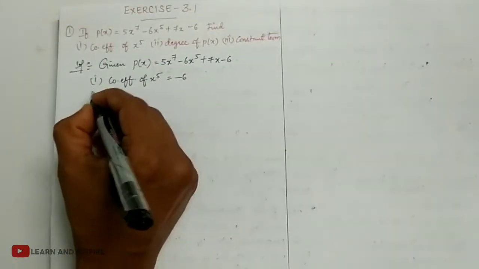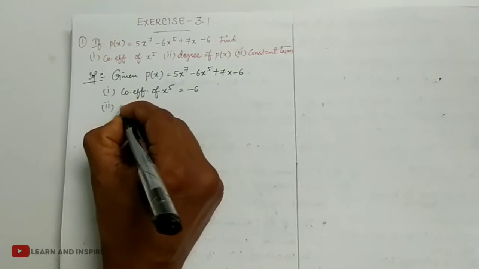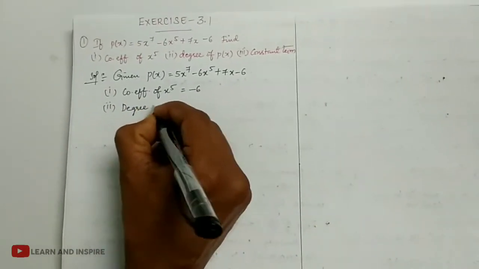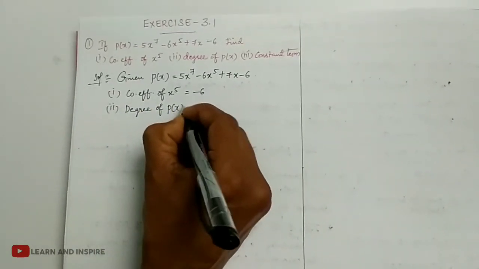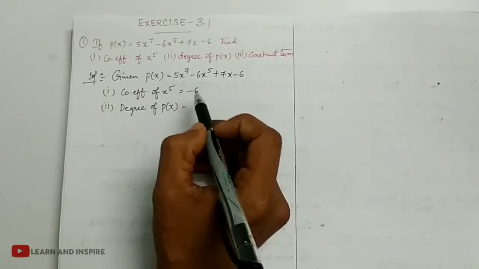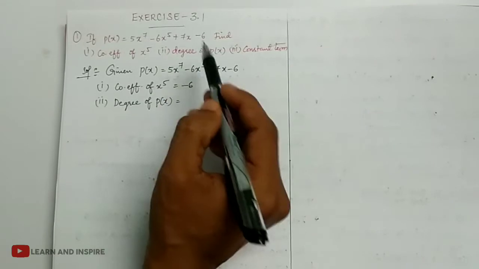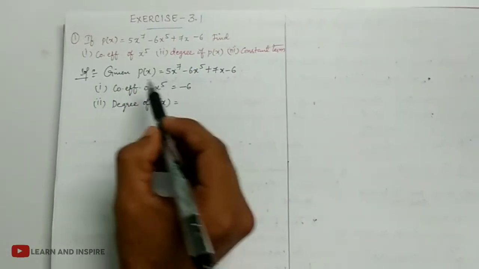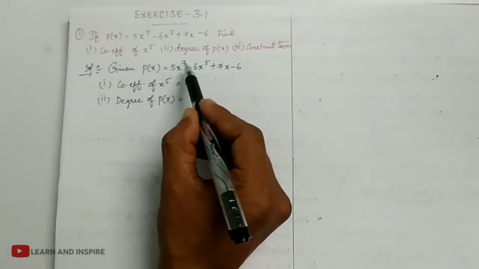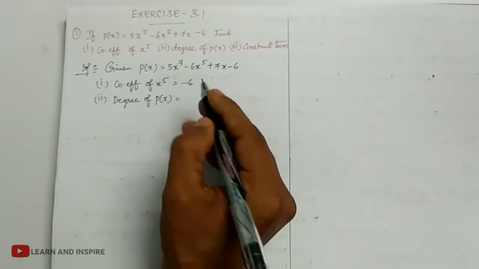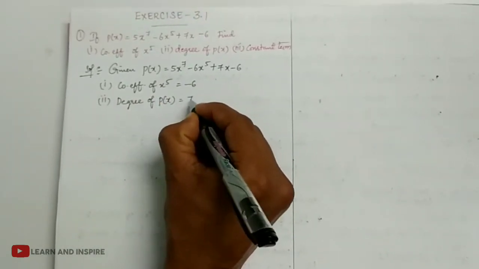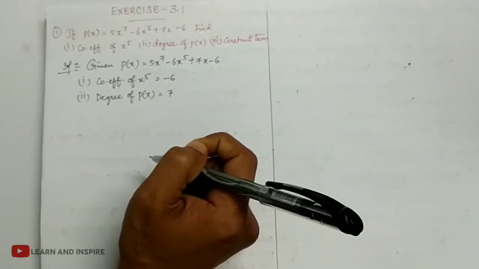Now the second one is the degree of p of x. p of x is nothing but a polynomial of x, so we have to consider the whole polynomial. In that polynomial, what is the highest degree? In the given polynomial, the highest degree is 7. That represents the degree of polynomial p of x.